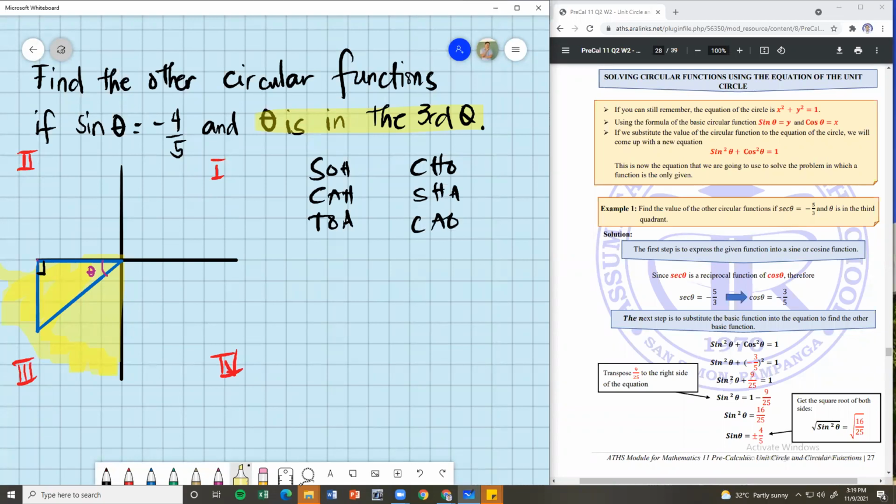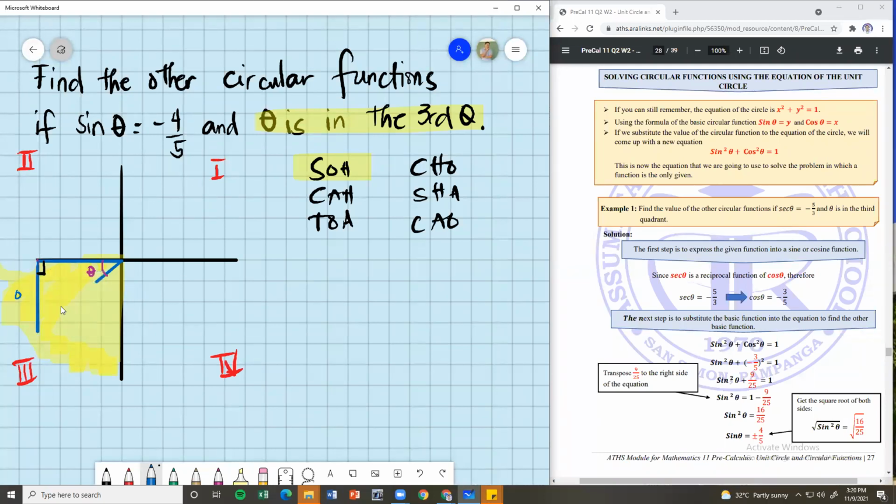Since our focus is sine, we will be using the SOH. So, if this is your angle, this is your reference angle, your opposite side is this, right? This is your opposite, and your hypotenuse will be this. Can you follow? This is your angle, your theta. This is your opposite, and this is your hypotenuse.